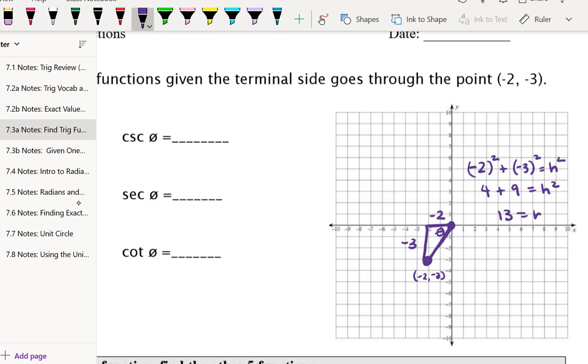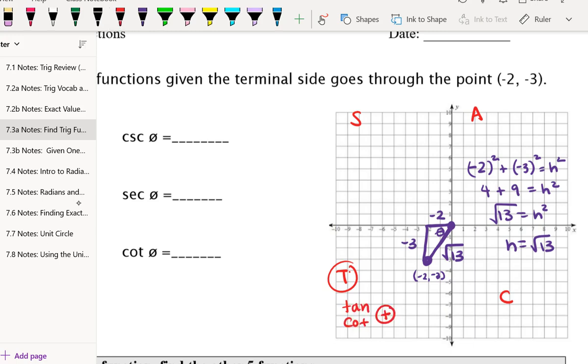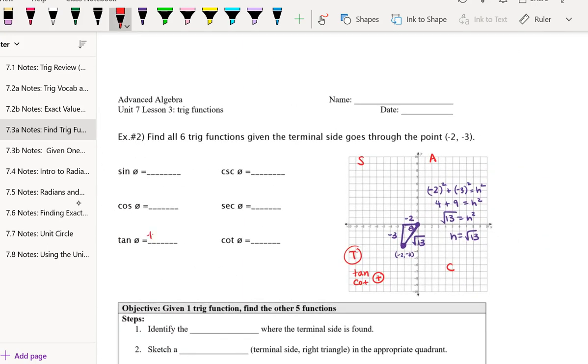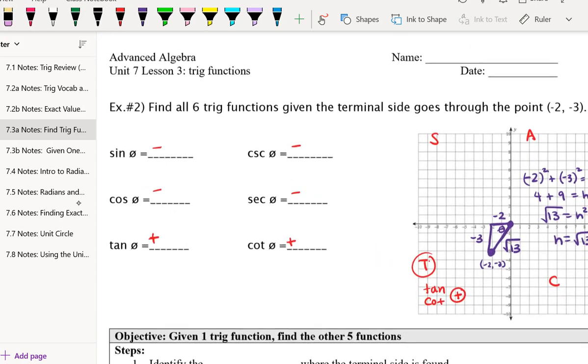But what you're going to find is sometimes it's not always a perfect value. So we are actually going to use the square root of 13 and it doesn't reduce. So I have the square root of 13 is my hypotenuse. Okay. All students take calculus. Since we're in this quadrant and we're in T, that's tangent and cotangent are your positive ones. It means all other functions are going to be negative. So these two are going to be positive, and we're going to have negative, negative, negative, negative. Okay, and you'll see how that plays out when you work with your ratios.